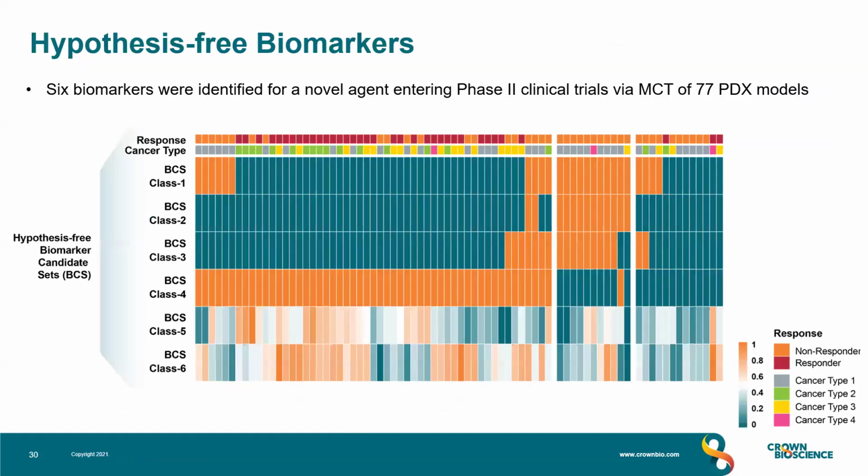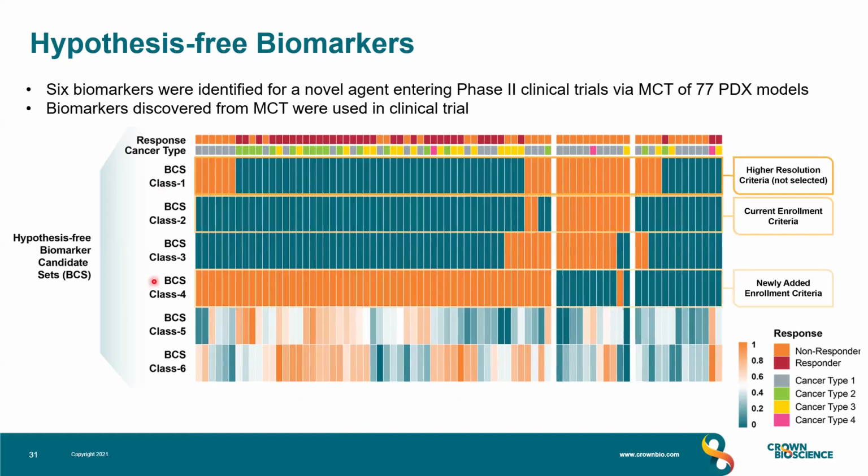So here is an example of how a hypothesis-free biomarker discovery could be generated without knowing too much about the drug target. So this is a real example of how we identified biomarkers in a mouse clinical trial of 77 PDX models across 4 different cancer types. And this is for a certain drug that was ready for phase 2 clinical trials. And we proposed 6 biomarker candidate sets, which are based on different mutation and gene expression levels. So the first 4 were mutation-based, whereas the last 2 were gene expression-based.